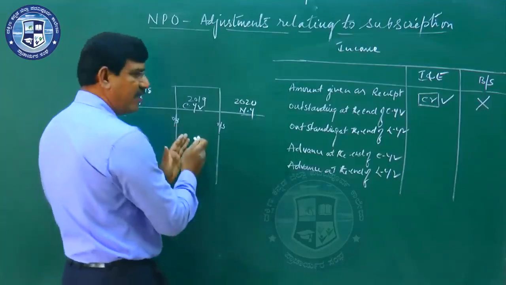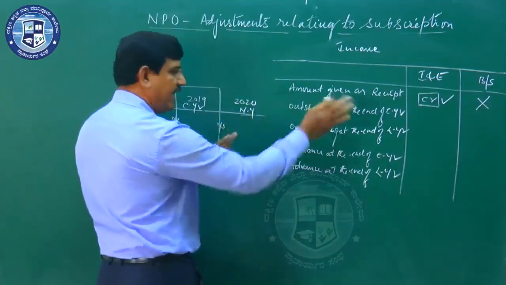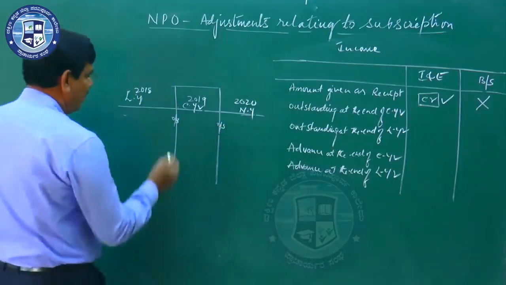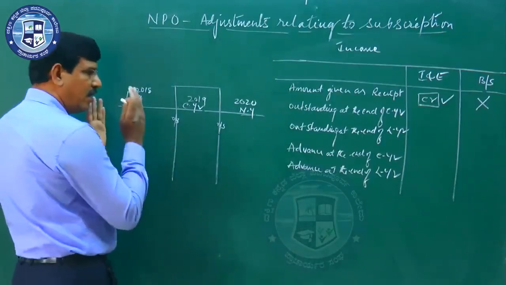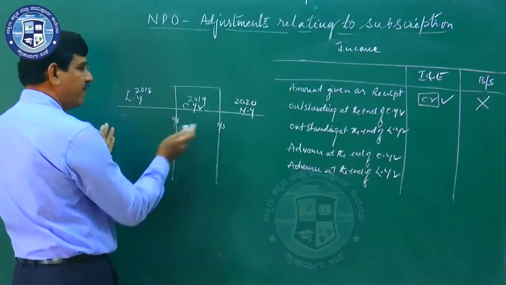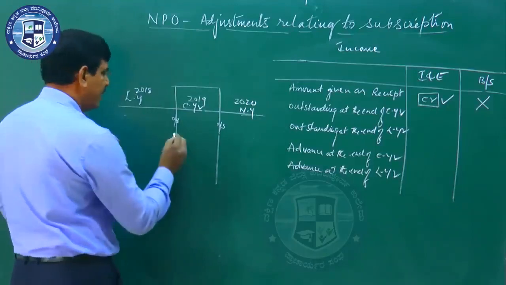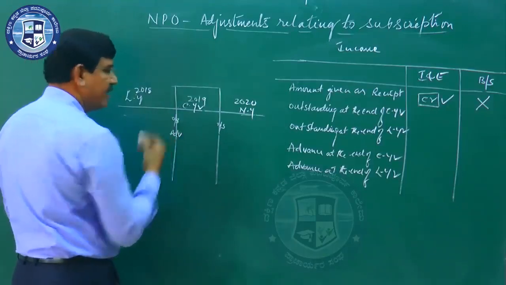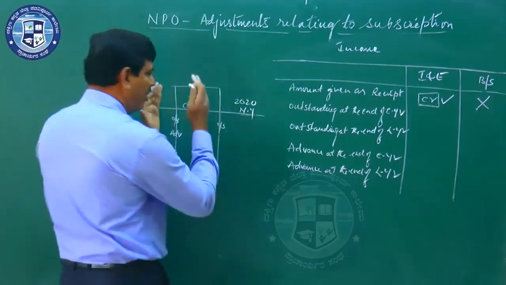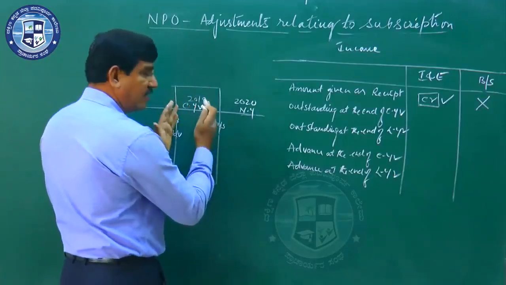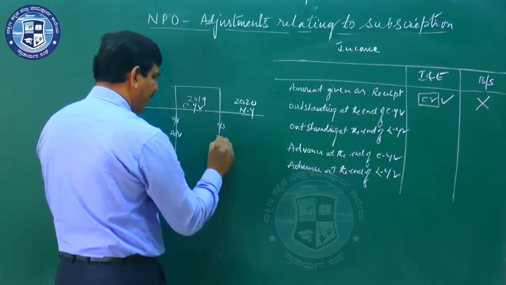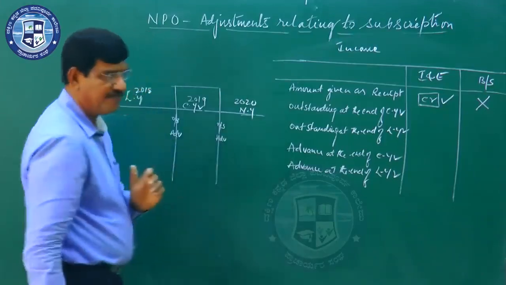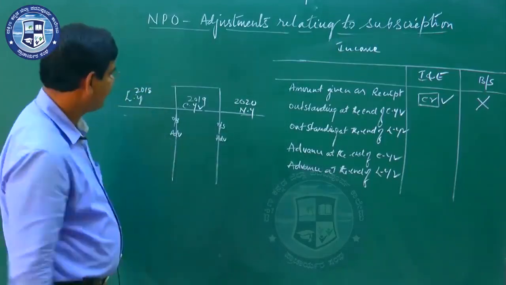So what is the next year? 2020 is the next year. Okay. Now let's see the advances. What are the advances at the end of previous year or last year? I'll write it at the end, advances. And what are the advances for the current year? I'll write it at the end. Now let's see the nature.